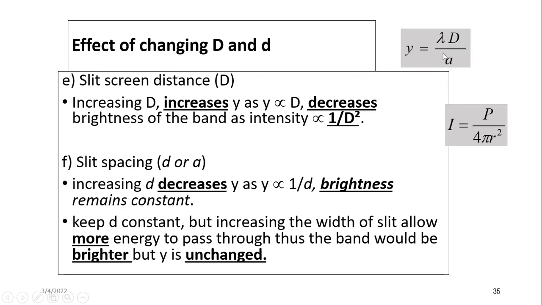Keeping D constant, or this a constant, but increasing the width of the slit. If you increase the width of the slit, more energy can pass through, so the band will be brighter. But it doesn't affect your Y.